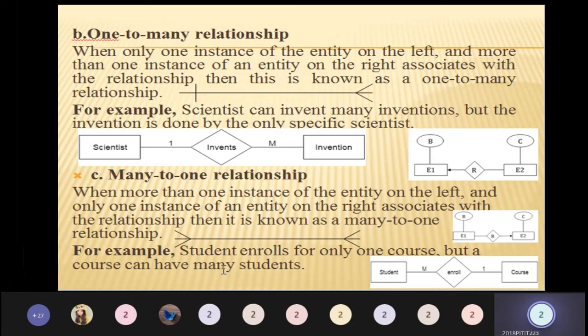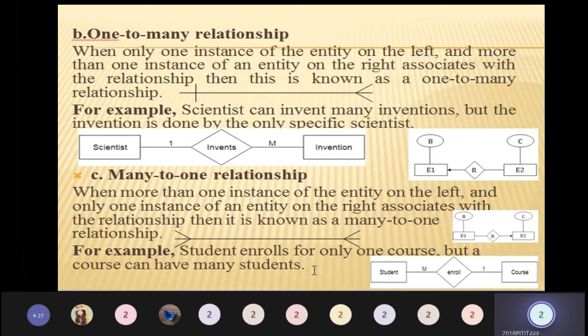The student enrolls for only one course, but the course can have many students, which means that now we are going to take two entity sets. Entity in A is associated with at most one entity in B, and entity in B, however, can associate with any number of the entities in A. So that is the best definition of the many-to-one relationship.